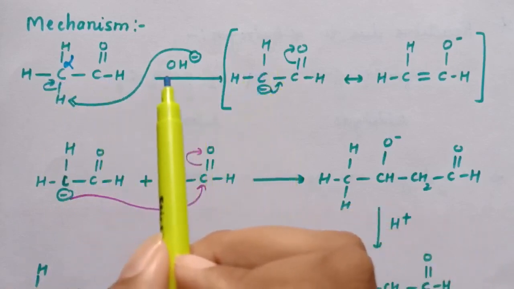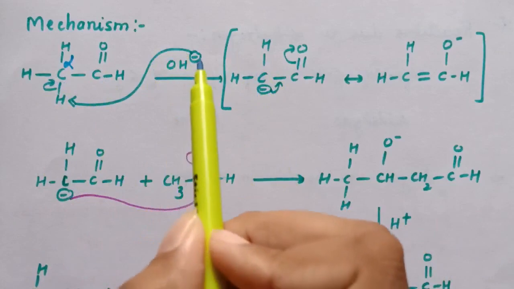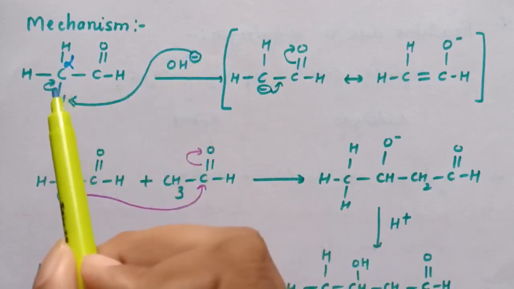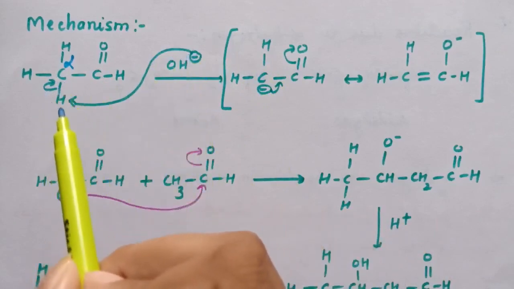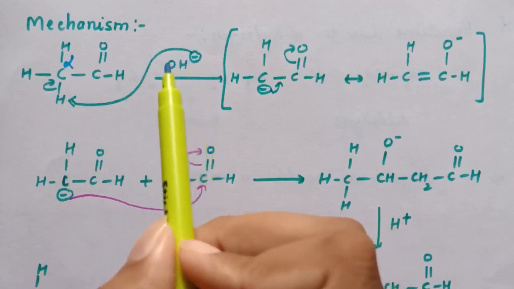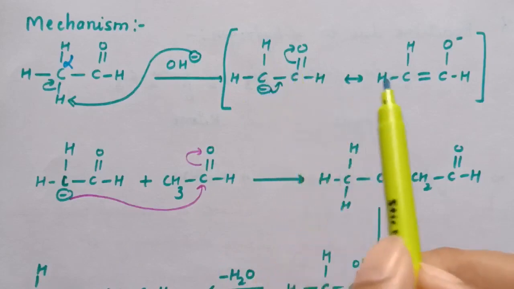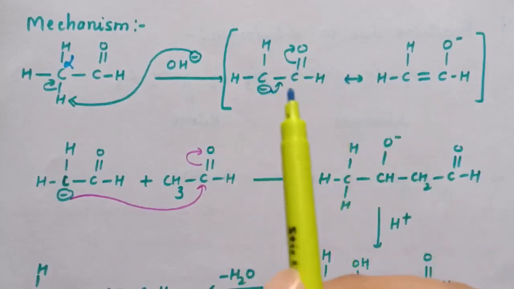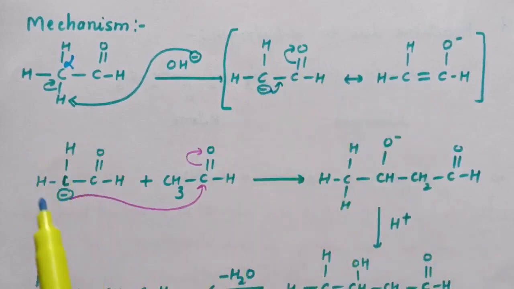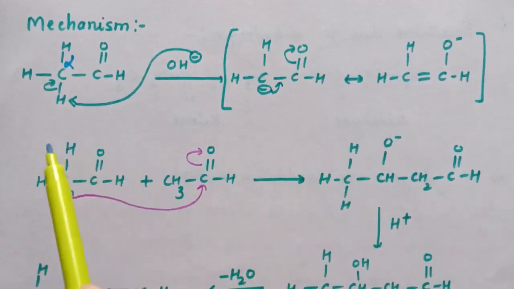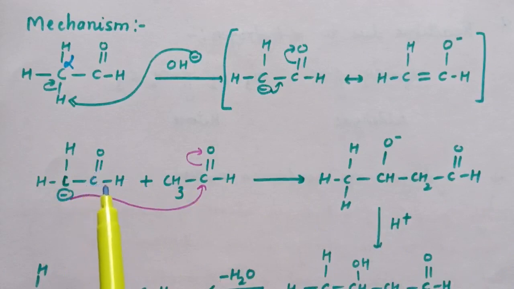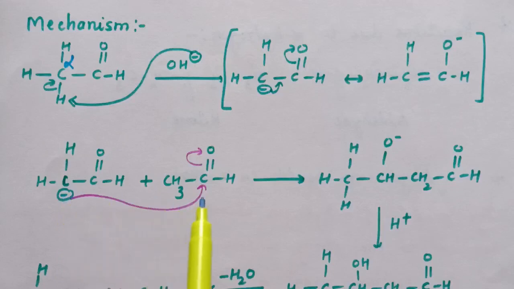So in first step, in presence of dilute alkali, hydrogen, that is alpha hydrogen, is abstracted by this base and results in the formation of this enolate ion. Now this enolate ion is resonance stabilized. In the second step, this enolate ion will attack on the second molecule of ethanol. The attack takes place on the carbonyl carbon of the second molecule of ethanol.